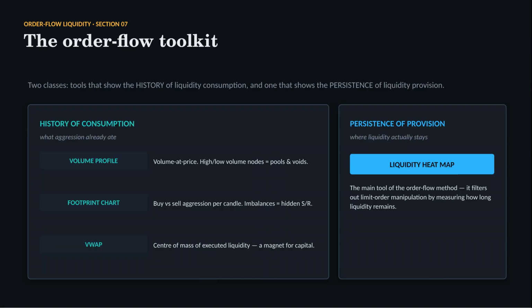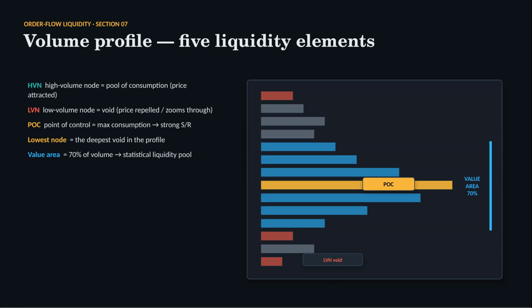Now we cross over into order flow, reading the actual orders instead of inferring them. The toolkit splits into 2 classes. First, tools that show you the history of consumption. What aggression already ate. That's volume profile, footprint charts, and VWAP. Second, one tool that shows you the persistence of provision, where liquidity actually stays. That's the liquidity heat map, and it's the main event of the order flow method. History of consumption on one side, persistence of provision on the other. Volume profile plots volume at price instead of over time, and it gives you 5 things to read.